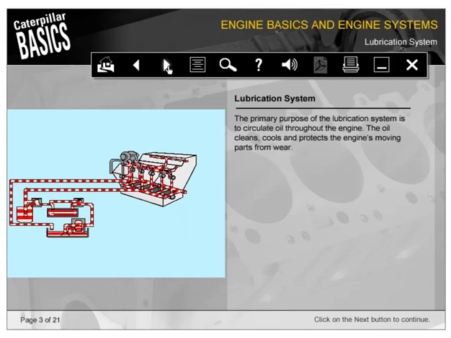The primary purpose of the lubrication system is to circulate oil throughout the engine. The oil cleans, cools, and protects the engine's moving parts from wear.